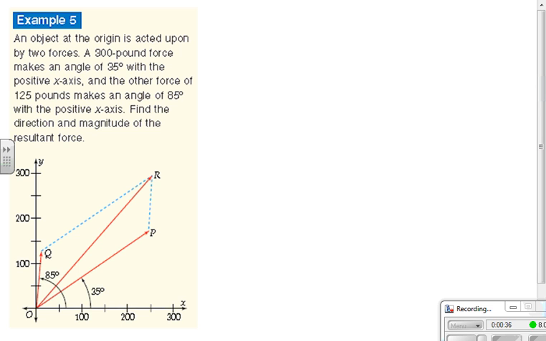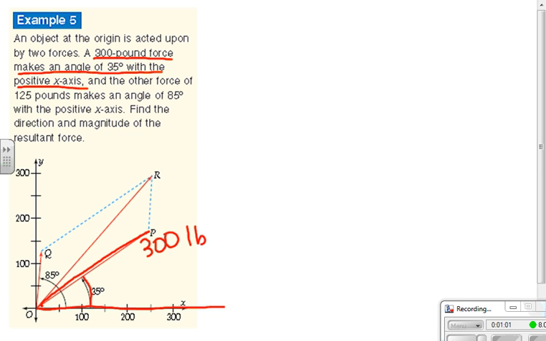So let's take example 5 right here. An object at the origin is acted upon by two forces. A 300-pound force makes an angle of 35 with the positive x-axis. So I'm going to take this part right here. Notice the positive x-axis. That means we're going to be down here, in quadrant 1, angle 35 degrees, and I have a 300-pound force right here.